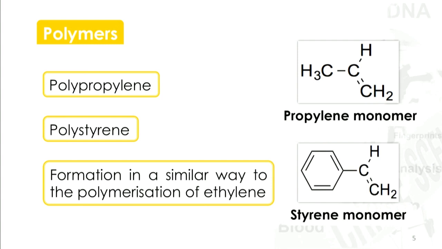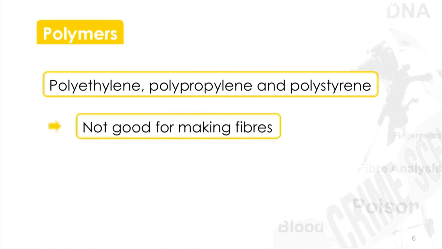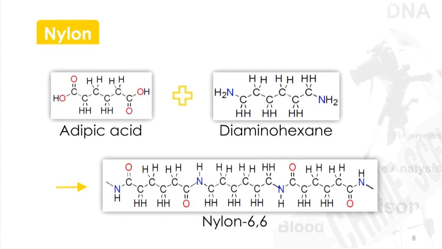Now, polythene, polypropylene, polystyrene are widely used to make all sorts of things, but they're not actually good for making fibers. So people don't make fibers out of these particular polymers. Here's a polymer that is excellent for making fibers. It's nylon. And nylon is a copolymer where you take two quite different compounds and induce them to form a chain. So nylon 66, there are different forms of nylon, but nylon 66 comes from adipic acid polymerized with diaminohexane.